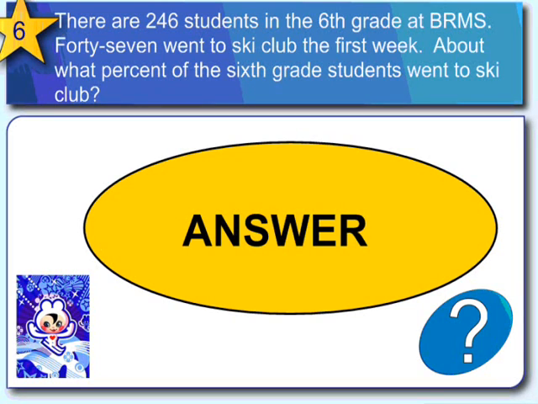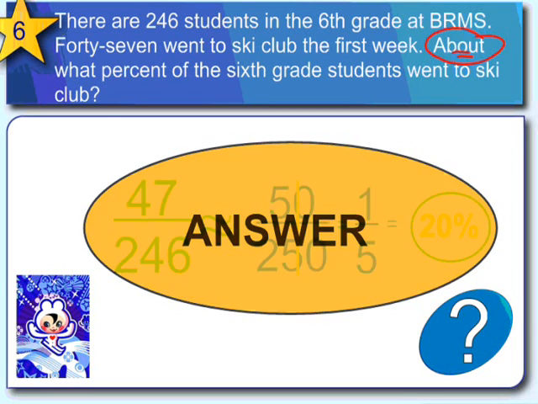Well, here's an application question. You have 246 students in 6th grade at BRMS, and 47 of those 246 students went to ski club. About, now this is a key math word here, about means to estimate. About what percent of the kids went on the trip? So let me show you how you would do this.